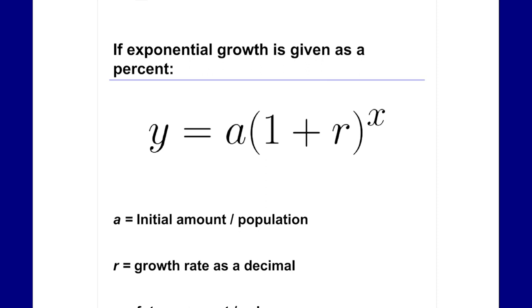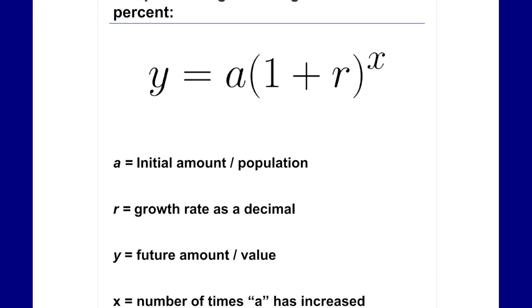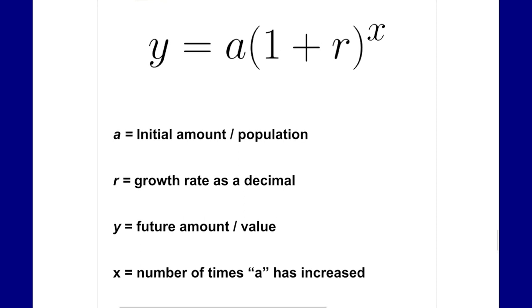So if the exponential growth is given as a percent, we would use a slightly different formula: y equals a times (1 plus r) to the power of x. So a is still our initial amount in population. r is our growth rate as a decimal, so we would be given the growth rate as a percent, and we would have to turn it into a decimal. y is still our future amount or value, and x is still the number of times a has increased, and we would still calculate it based on the total time divided by the time for one growth period.